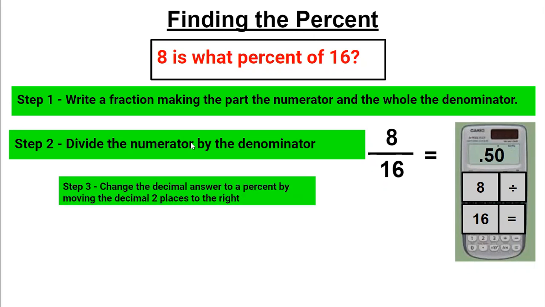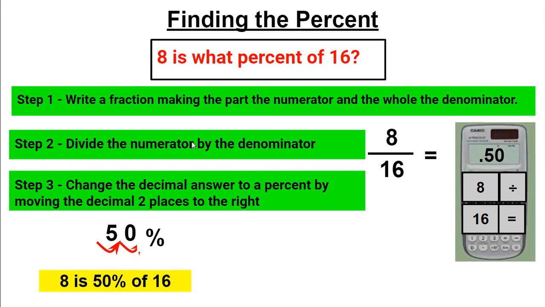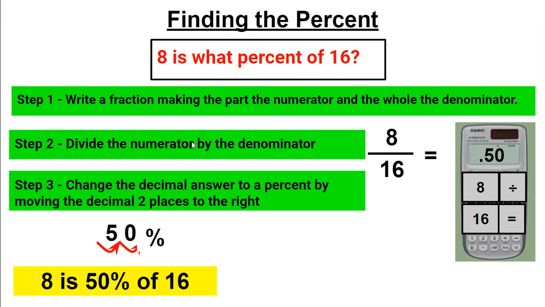So we now know that we can change 0.50 into a percent, because that's what we're looking for. So 0.50 as a percent: move the decimal 2 spots to the right, put the decimal there, and then cover it up with a percent sign. 50%. So 8 is 50% of 16.